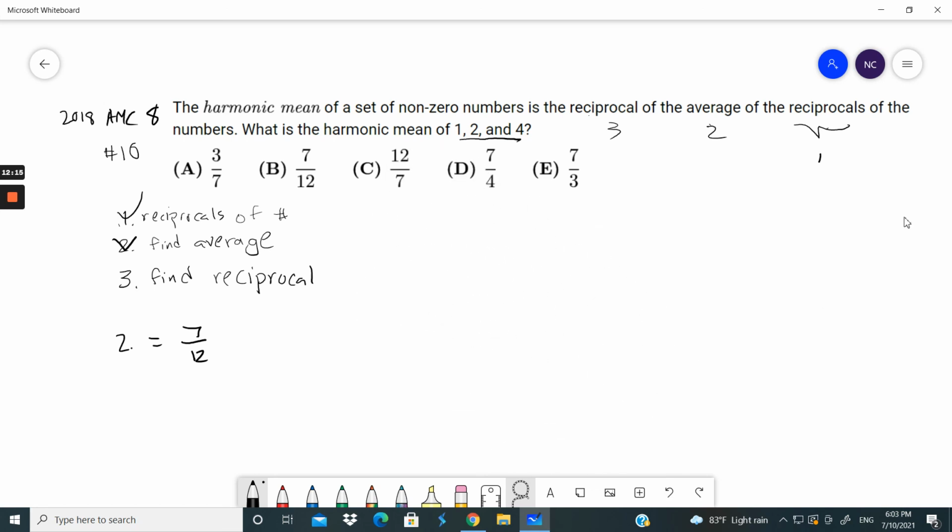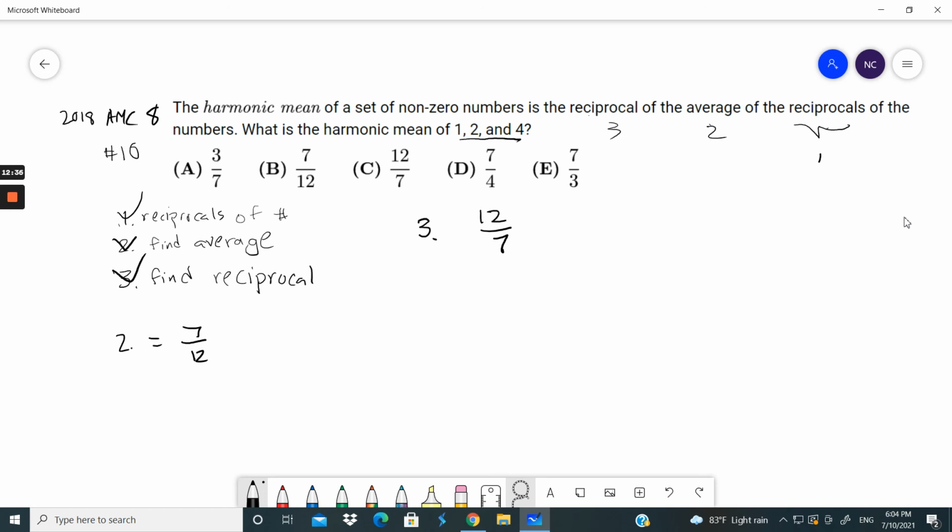Finally, we just need to find the reciprocal of the average. That's step 3. And we know how to do this already. And it's rather simple. So we have the 7/12. What do we do? We just flip it over. 12 over 7. Alright? That's step 3. Hey look, we finished the problem.